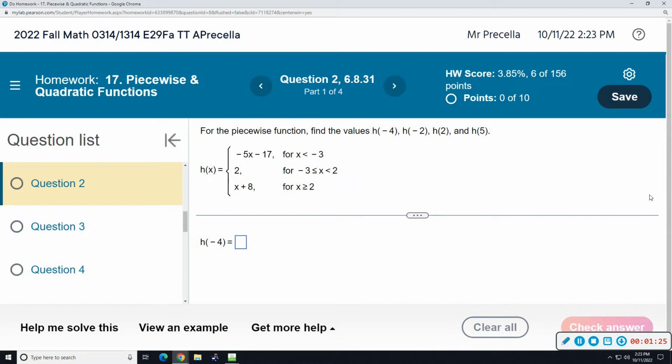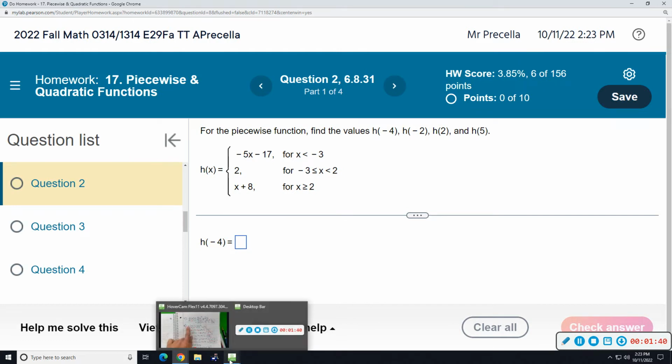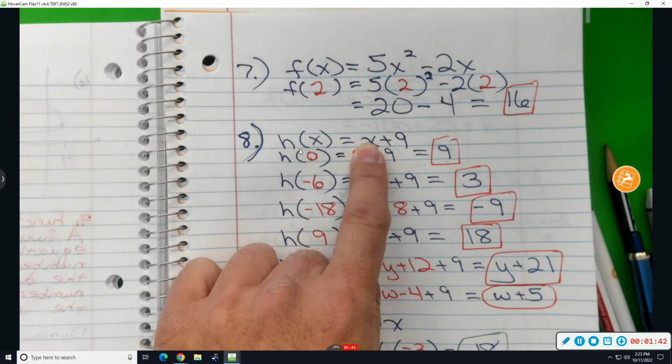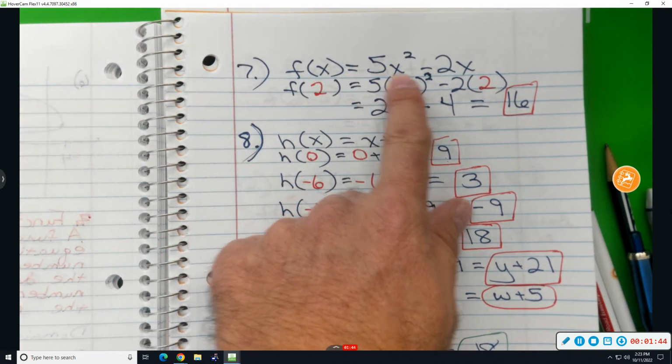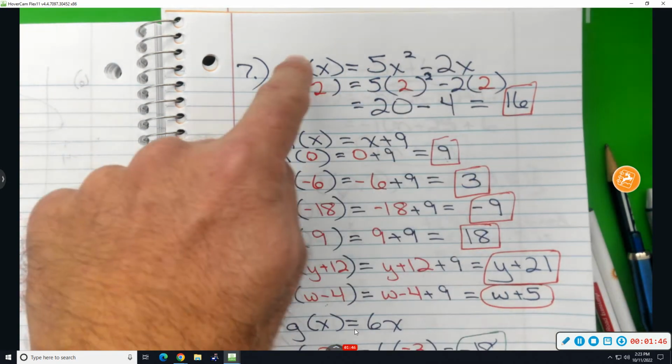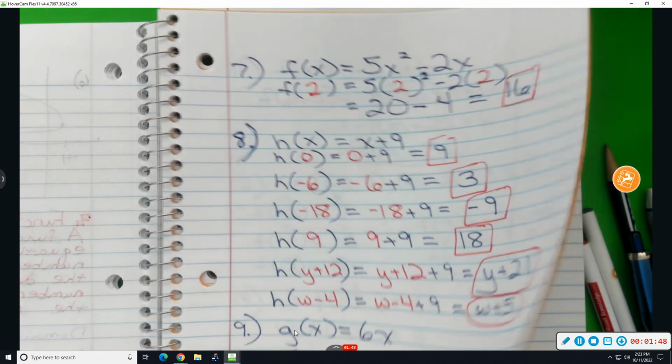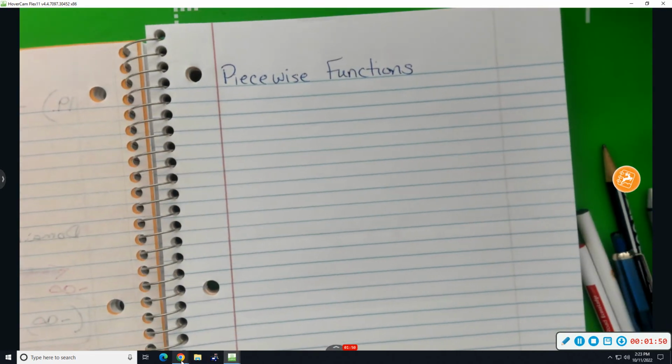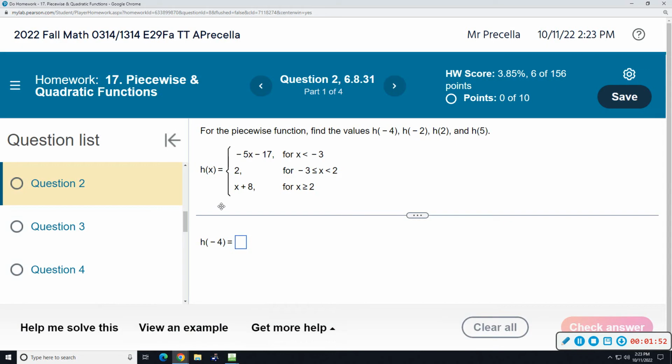A piecewise function is divided into pieces. Unlike the ones we were looking at last time, where there was just one little equation, like h of x equals x plus 9, or f of x equals 5x squared minus 2x. Here there's just one rule, and these, let me write this one down. This is problem number 2.